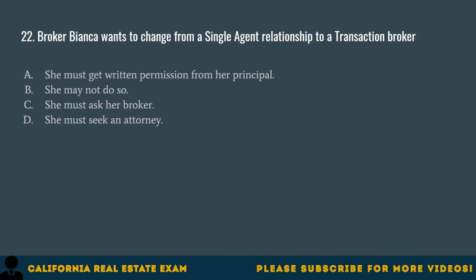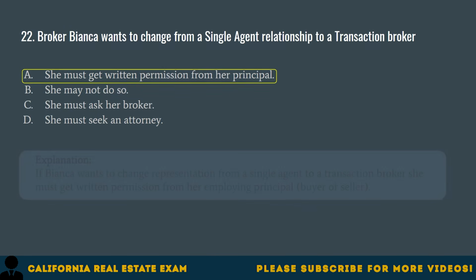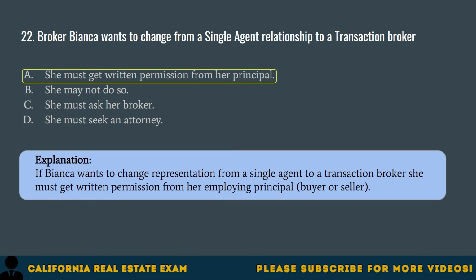Question 22. Broker Bianca wants to change from a single-agent relationship to a transaction broker. A. She must get written permission from her principal. B. She may not do so. C. She must ask her broker. D. She must seek an attorney. The correct answer is A. She must get written permission from her principal. If Bianca wants to change representation from a single agent to a transaction broker, she must get written permission from her employing principal, buyer or seller.